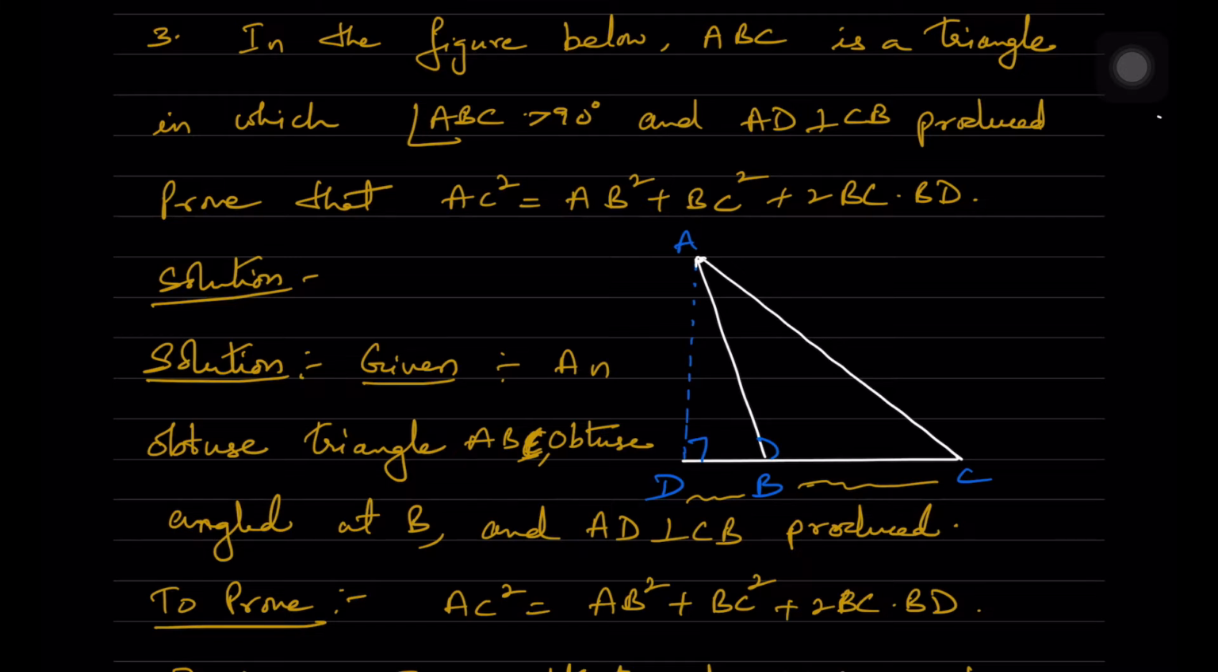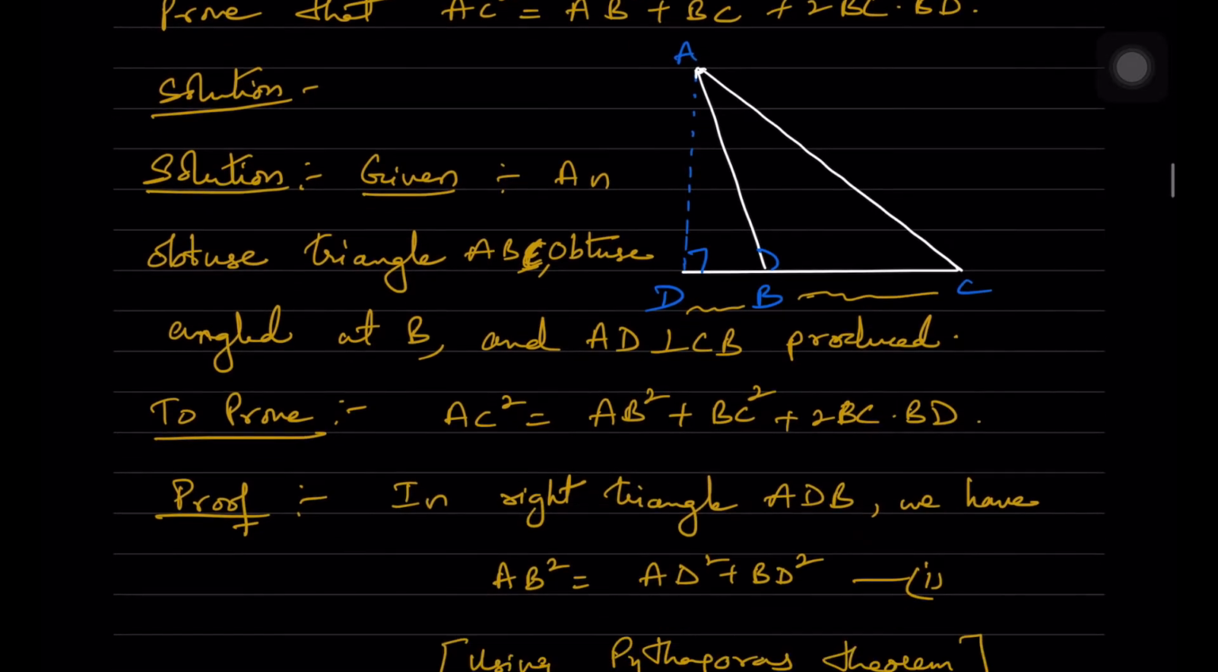This is the A plus B whole square formula, that is, we have to get the AB plus BC whole square formula out of there. So how do we do this? We'll just see. So now, given an obtuse triangle ABC, with an obtuse angle at B, because this angle is greater than 90 degrees.